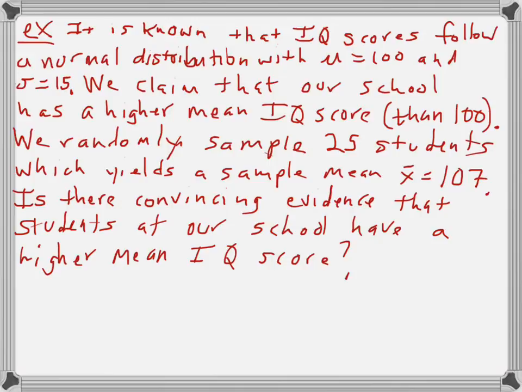And I know what you're thinking already. Well, yeah, dude, we just sampled 25 people, and they had a mean of 107. That's way higher than the average of 100. But remember, if we just sample, let's just say one person randomly out of the population, let me do this on the next screen here.